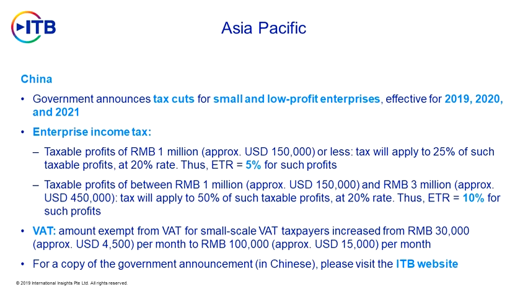And with respect to taxable profits between 1 million and 3 million RMB, enterprise income tax will apply to only 50% of such taxable profits, and the tax rate will also be 20%. This means that the effective tax rate will be 10% for such profits. And in regard to VAT, the amount exempt from VAT for small-scale VAT taxpayers has been increased from 30,000 RMB per month to 100,000 RMB per month. For a copy of the government announcement, please go to our website.